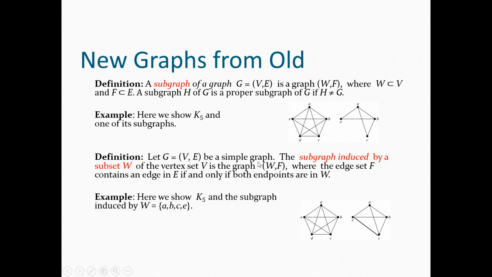Let G be a simple graph. The subgraph induced by a subset W of the vertex set V is the graph (W, F), where the edge set F contains an edge in E if and only if both endpoints are in W. So here we show that K5 has a subgraph induced by W. This is W: A, B, C, D, E. And this is the subgraph A, B, C, E, which is induced by W.